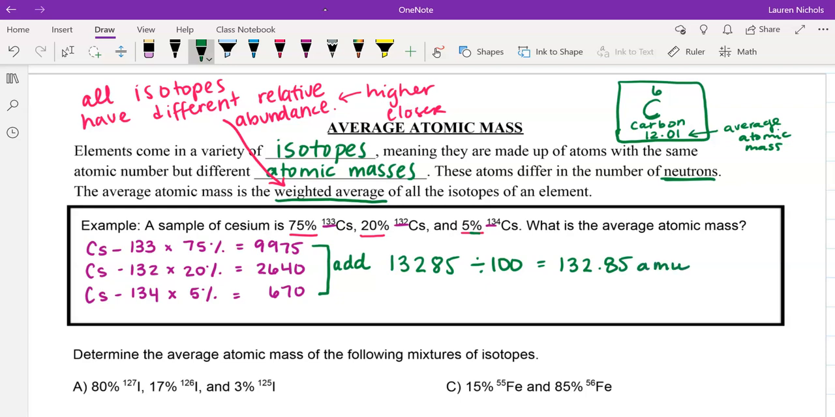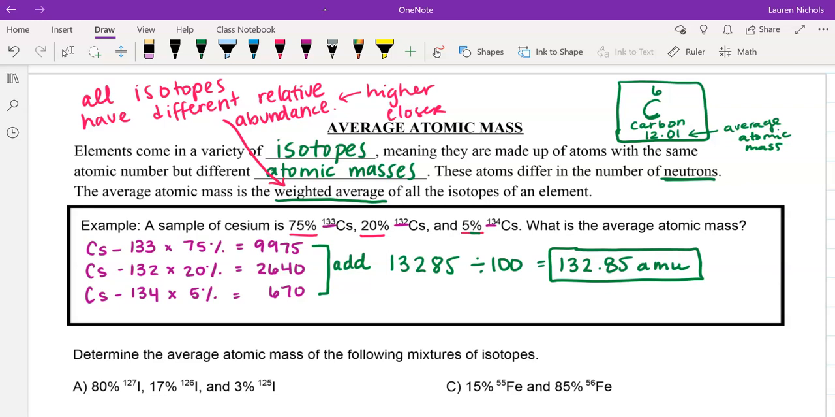The unit is AMU, atomic mass units, because that 133, 132, 134, that's all AMU. When we look at this answer, we can see that if we were to round that to a whole number, we would get 133, which is also the isotope that had the biggest percentage, which makes sense. The larger the percentage, the closer our answer is going to be to that number. And so, that's how you calculate average atomic mass. You multiply by their percentage, add them together, and then divide by 100.